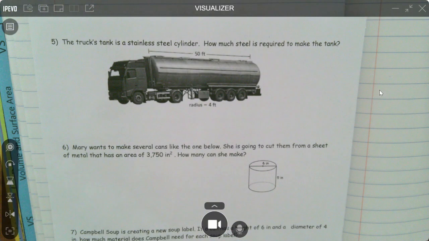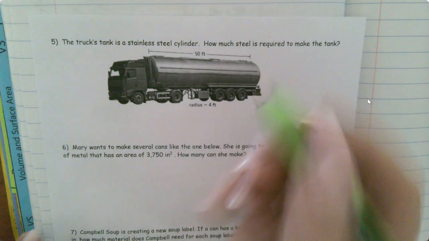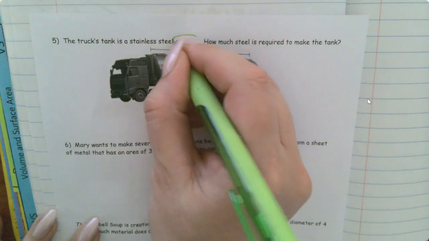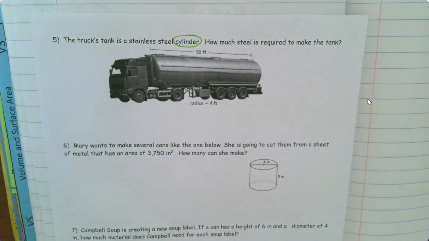All right, so now we have our word problems with our truck here. Some of the word problems we had last week, we were talking about a tractor trailer, which is a rectangular prism. In this case, the truck's tank is a stainless steel cylinder, and there's also a picture provided. Usually if it's a gasoline truck or milk or some sort of liquid, that's when you're going to see a cylinder for your tractor trailer.